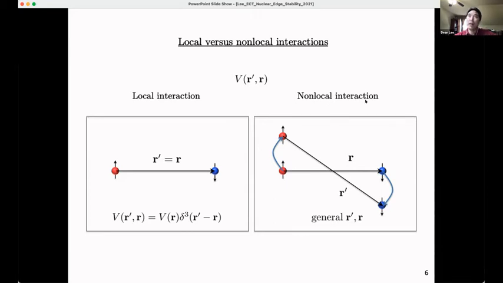A non-local interaction is one where the center of mass of the particles remains fixed, but the relative positions of the particles can move. So this is a non-local interaction. You can think of this as simply not being diagonal in position space, or you can actually think of this as a velocity-dependent interaction. Okay.